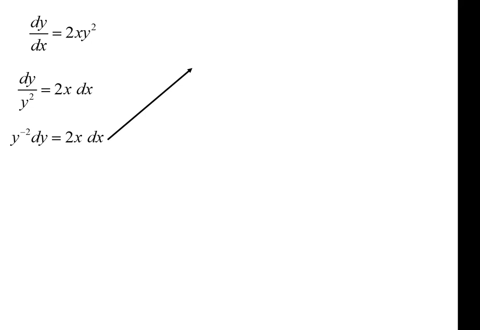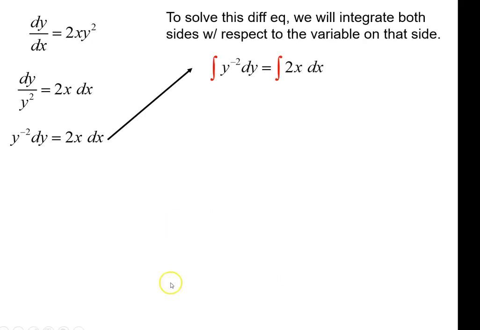So the left side is going to be integrated with respect to y. Now notice what I did here. dy over y squared I wrote as y to the -2 so that we can apply the power rule. So the integral of y to the -2 with respect to y is going to be -1 over y, or negative y to the -1st, right? Remember the power rule, that's y to the -1 over -1, which is where that negative comes from, plus a constant c. The other side, the integral of 2x with respect to x is x squared plus a constant c.